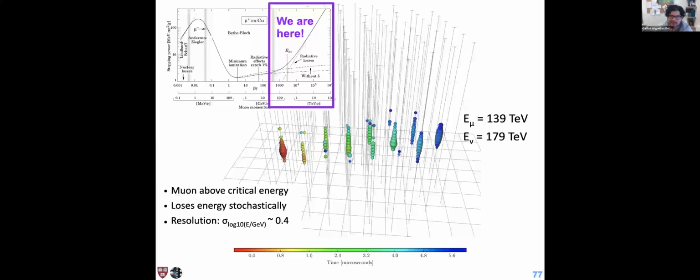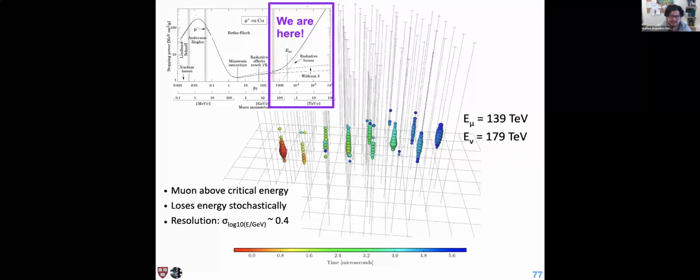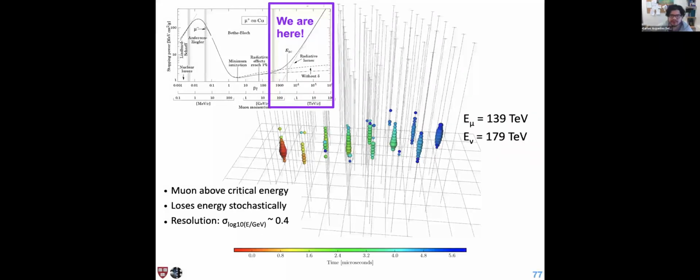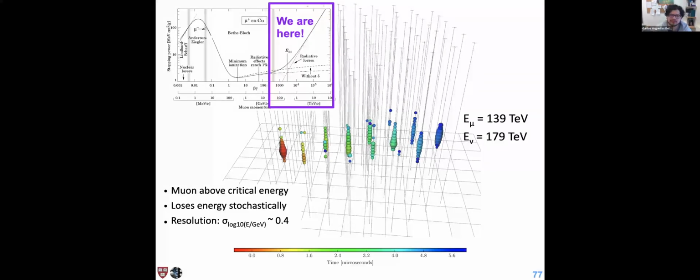So the energy losses, how are they reconstructed? At the highest energies, the energy loss of a muon is actually proportional to the muon momentum, as shown in the figure on the top left.